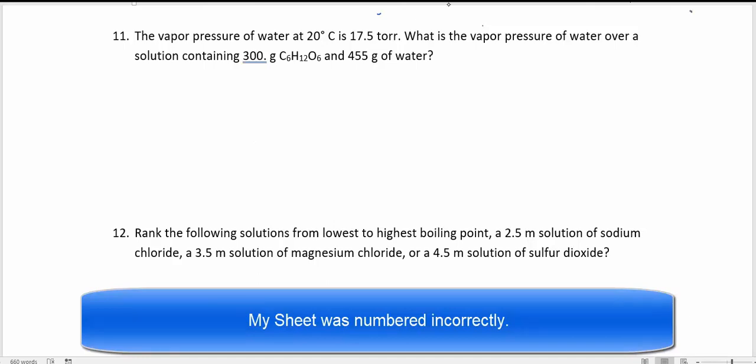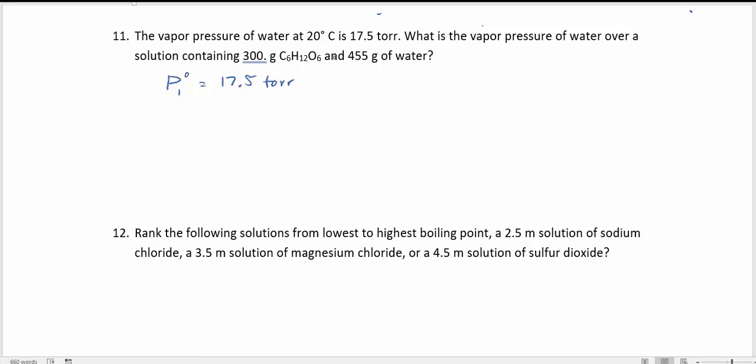Number 11, the vapor pressure of water at 20 degrees Celsius is 17.5 torr. So I have my initial vapor pressure, 17.5. What is the vapor pressure of water over a solution containing 300 grams of this compound? You don't have to know what that is, and 455 grams of water. We need to calculate the mole fraction here. So the mole fraction is going to be the moles of water divided by the total moles, so moles of water plus the moles of glucose. This is your solute.